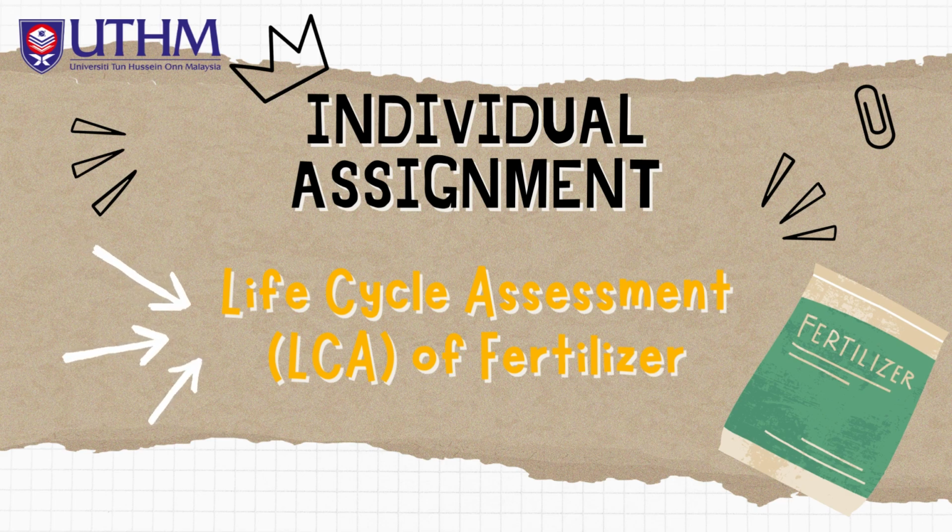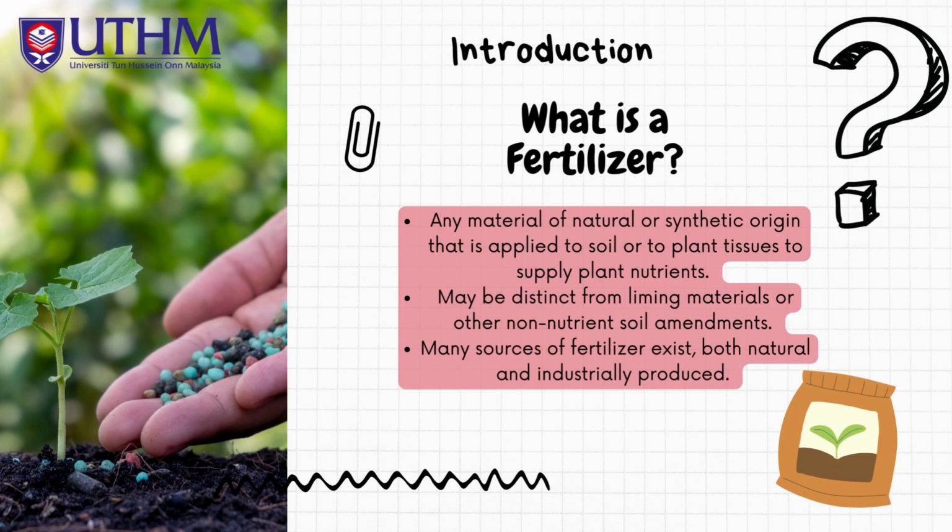The product of life cycle assessment that has been chosen is fertilizer. What is a fertilizer? A fertilizer, or fertilizers, is any material of natural or synthetic origin that is applied to soil or to plant tissues to supply plant nutrients. Fertilizers may be distinct from living materials or other non-nutrient soil amendments. Many sources of fertilizer exist, both natural and industrially produced.